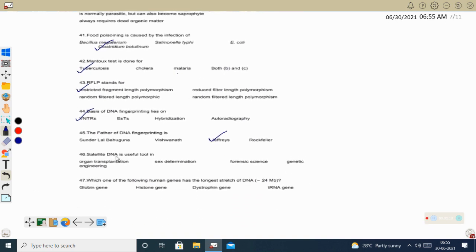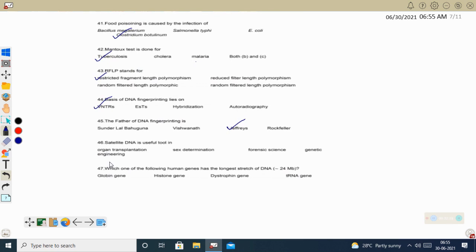Next question. Satellite DNA is a useful tool in forensic science, because in satellite DNA repeated sequences of DNA are seen. The repeated sequence of DNA is used for DNA fingerprinting, which is an application of forensic science. Okay, next question. Which one of the following human genes has the longest stretch of DNA? The longest stretch of DNA is present in the dystrophin gene. It has approximately 24 million base pairs. So this is the correct option.